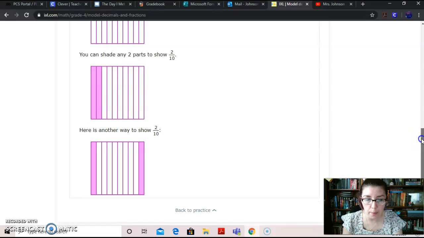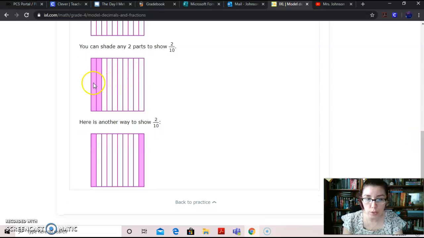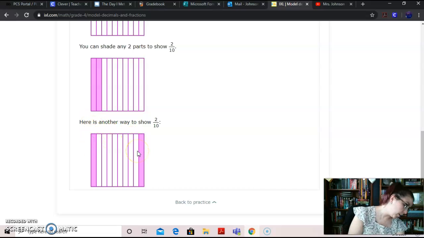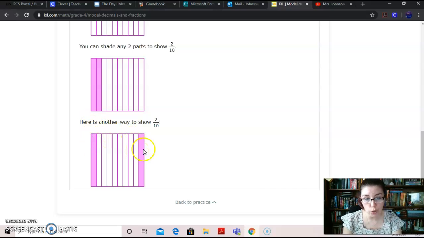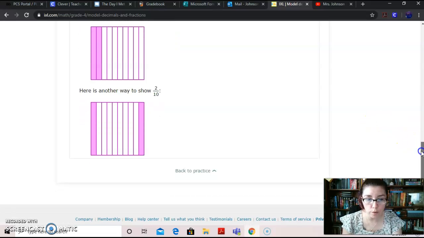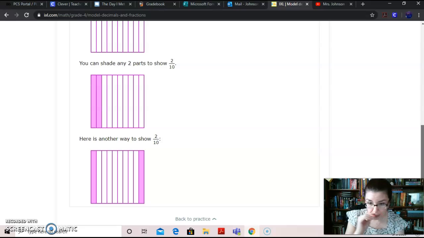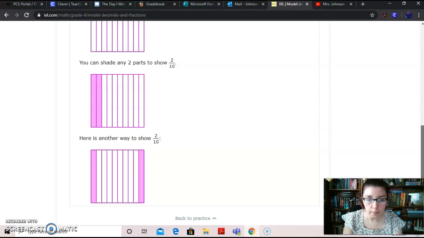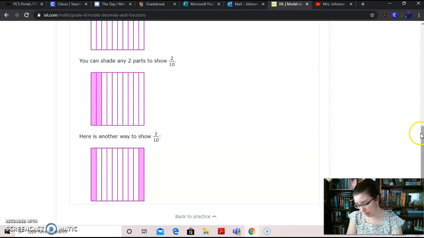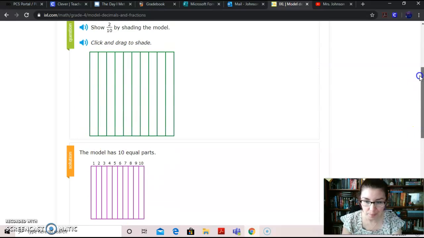So they give you an example here. You could do these two right next to each other. You could do one here, one here. It doesn't matter. Any two counts because it's still 2/10, no matter which one you fill in. Okay, so that's what you're doing for this particular lesson. Pretty simple. I think you guys will ace it, no problem.